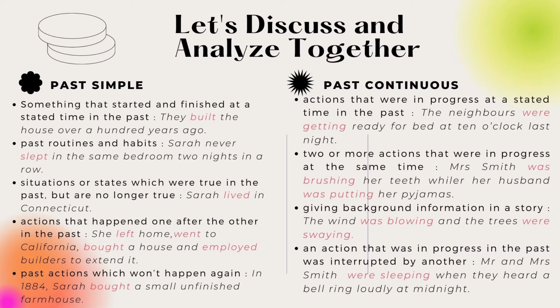Another use for past continuous is for two or more actions that were in progress at the same time. Example, Mrs. Smith was brushing her teeth while her husband was putting on his pajamas. Next one, we use past continuous for giving background information in a story. The wind was blowing and the trees were swaying. And the last use is an action that was in progress in the past was interrupted by another. So Mr. and Mrs. Smith were sleeping when they heard a bell ring loudly at midnight. So now, can you see the difference?